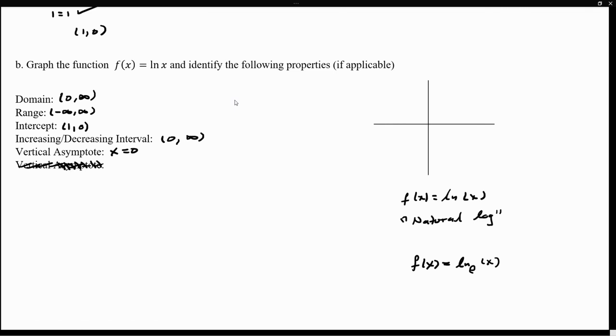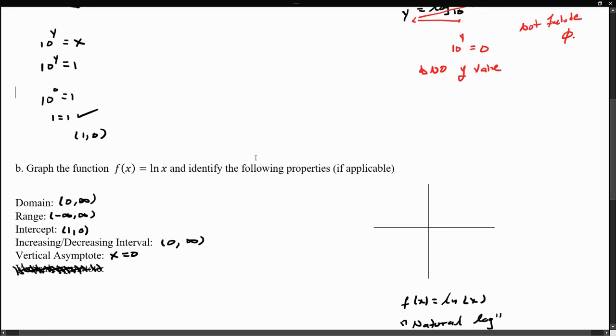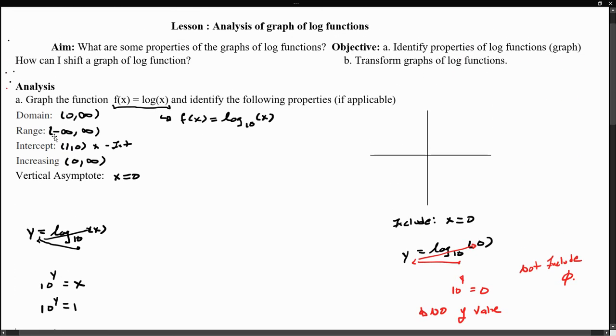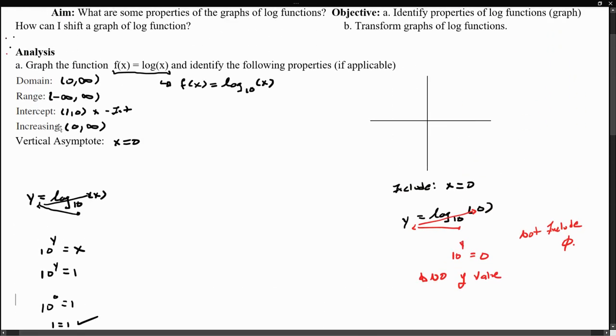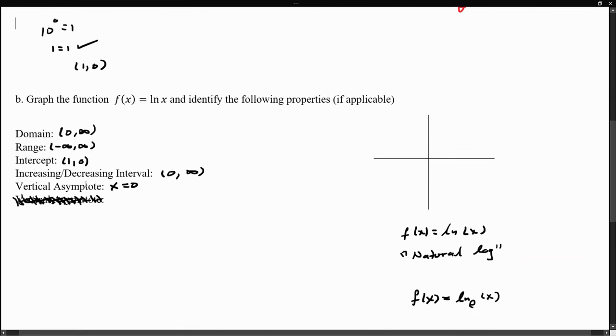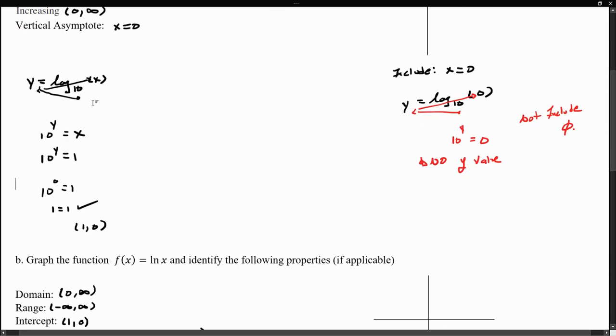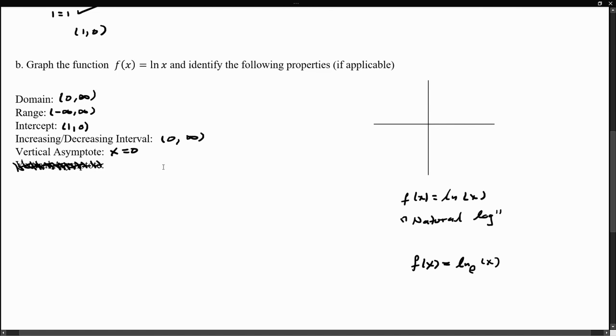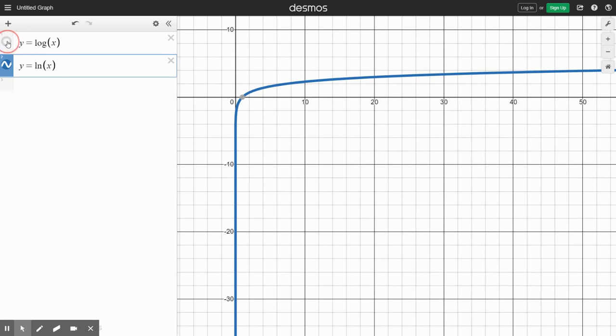Now, if we compare the values, they have the same domain: from 0 to positive infinity. Range from negative infinity to positive infinity, same range. Same intercept. It is an increasing function from 0 to positive infinity, and it has the same vertical asymptote. So what's the difference? They seem to have the same properties. Well, if we graph one function on top of the other, you will see that the natural logarithm function increases at a faster rate. That seems to be the only difference between them when we write down both functions in standard form.